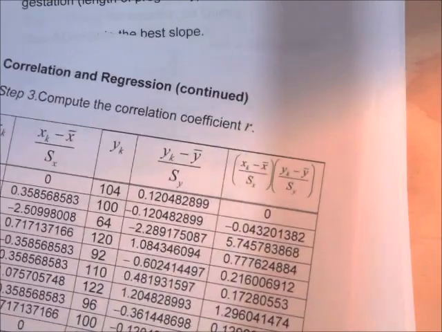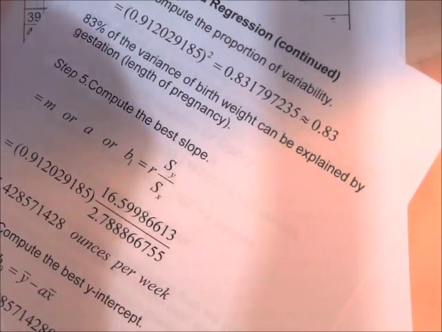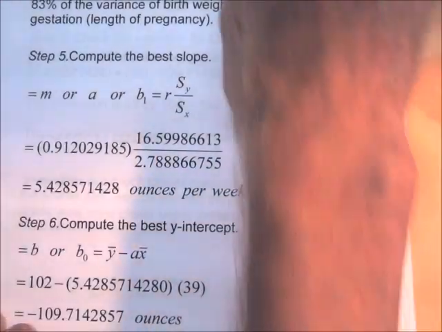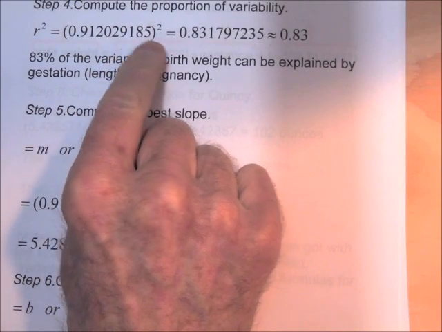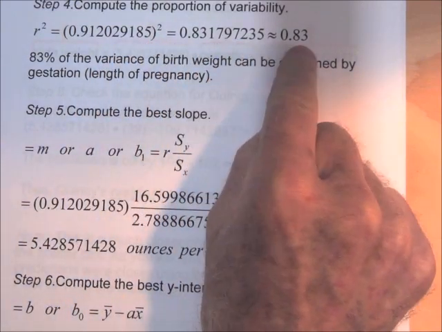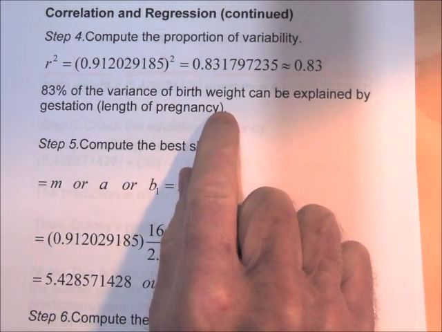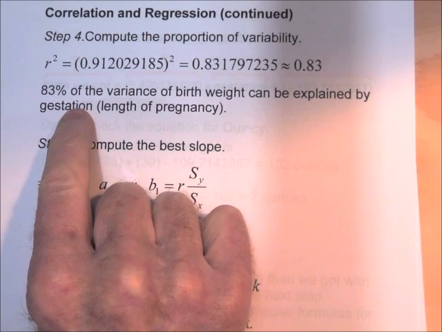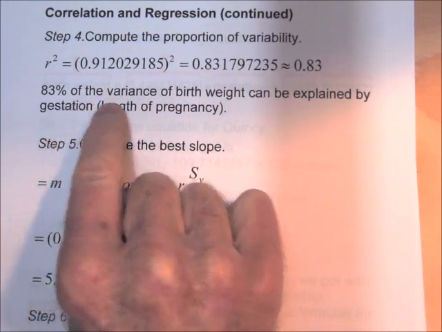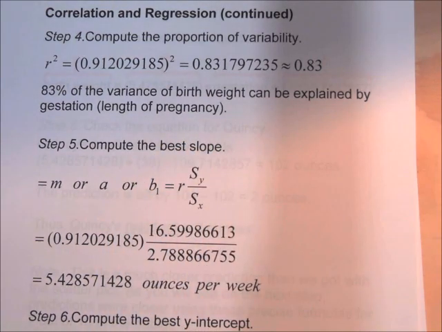Okay, so once we have the correlation coefficient, we can compute the proportion of variability. That's r squared. It's 0.912 times itself, 0.83. And that gives us the percentage of the variance of the Y variable that can be explained by the X variable. So as a percent, 83% of the variance of the birth weight can be explained by the length of pregnancy.